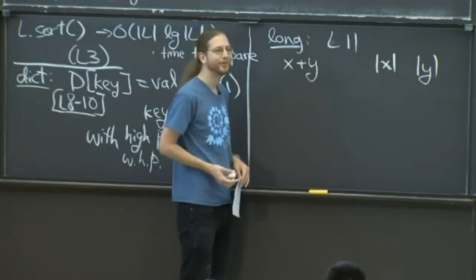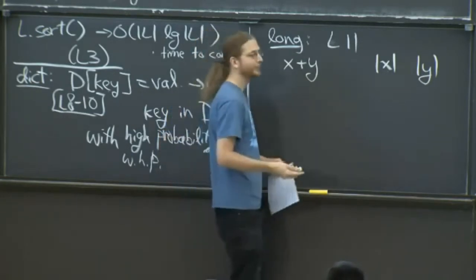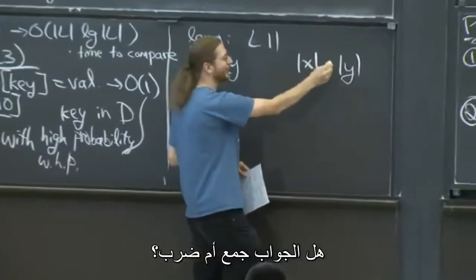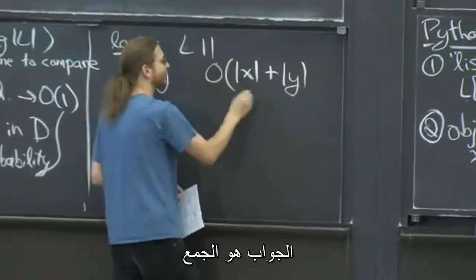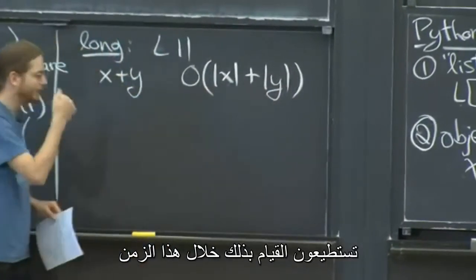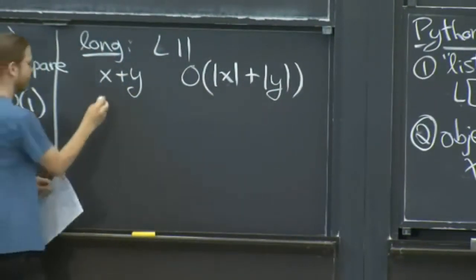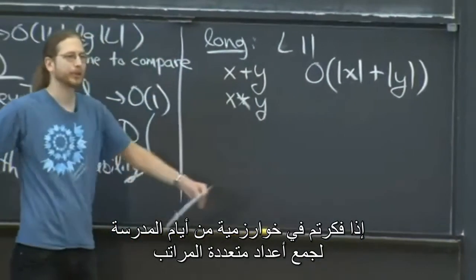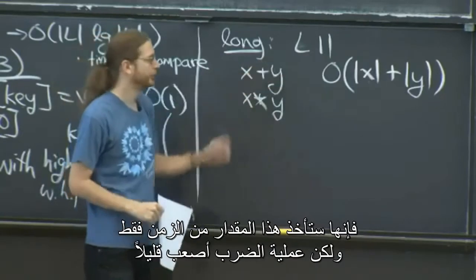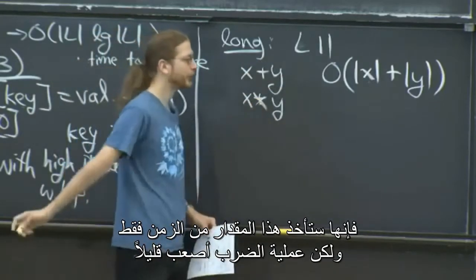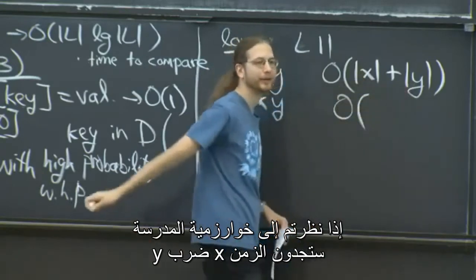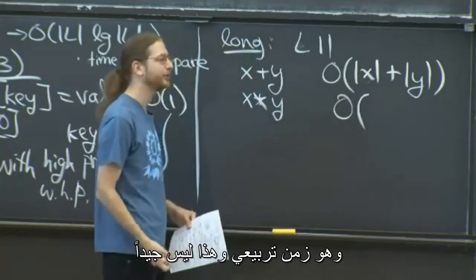Guesses? Plus times plus is the answer. You can do it in that much time. If you think about the grade school algorithm for adding really big multi-digit numbers, it'll only take that much time. Multiplication's a little bit harder, though. If you look at the grade school algorithm, it's going to be x times y. It's quadratic time, not so good.